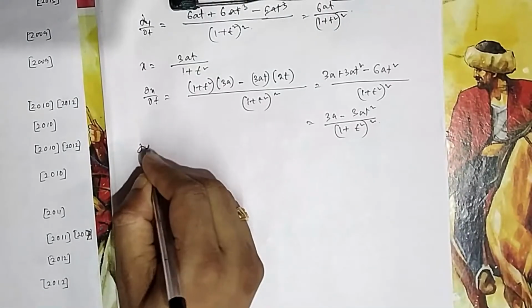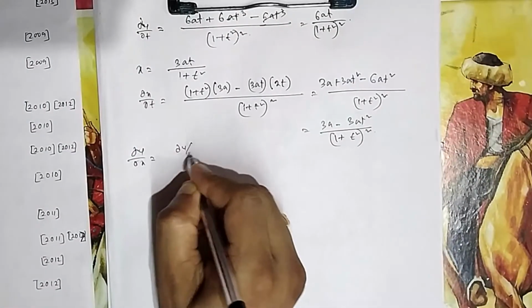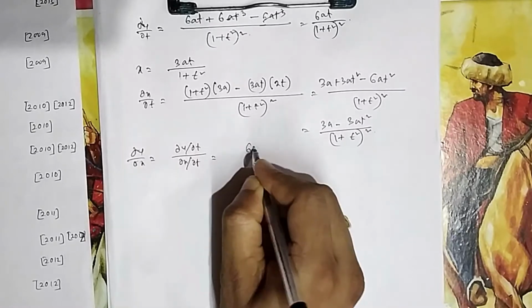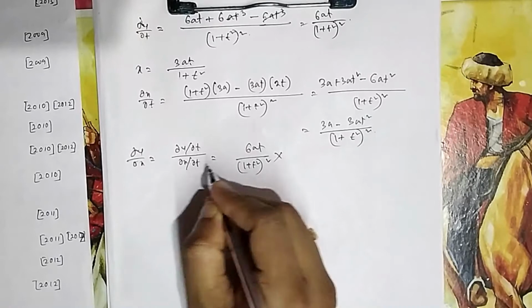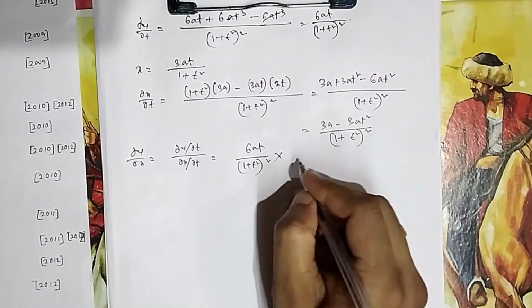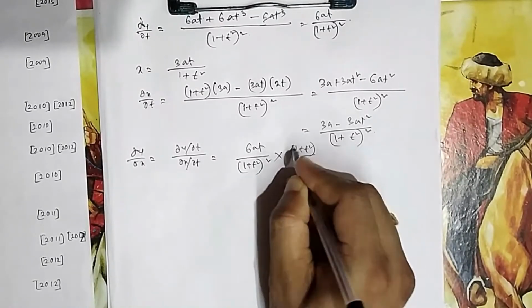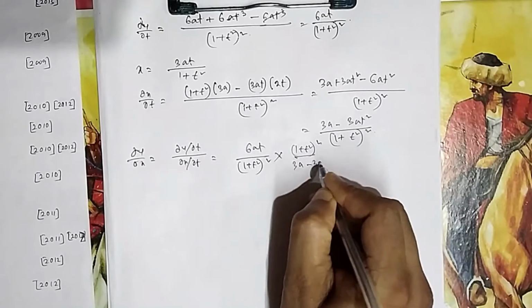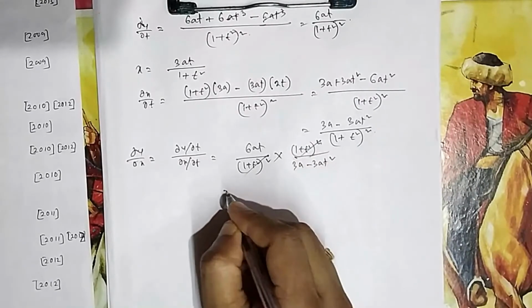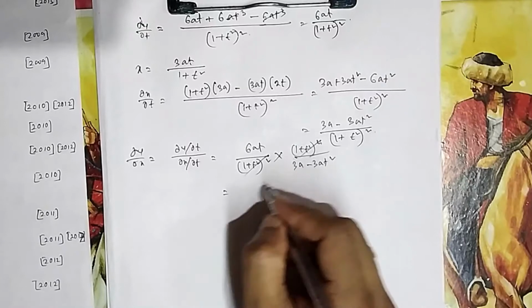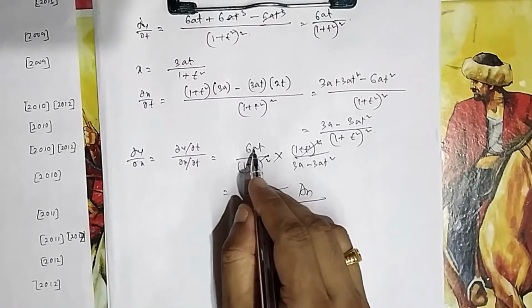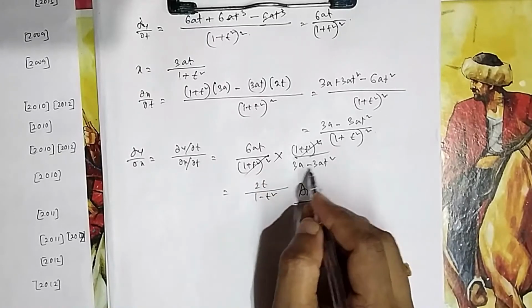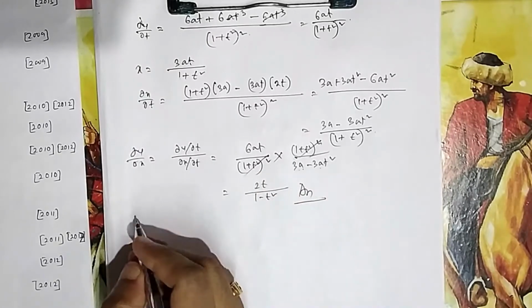So therefore dy/dx is equal to dy/dt divided by dx/dt. So 6at by (1 plus t²) whole squared, this divided by this means you can take the reciprocal of this one. This is (1 plus t²) whole squared over 3a minus 3at². So this cancels. If you take 3a common, it will be 2t by 1 minus t². If you take 3a common, it will get cancelled, 2 will be there, and 3a(1 minus t²). So this is your answer.